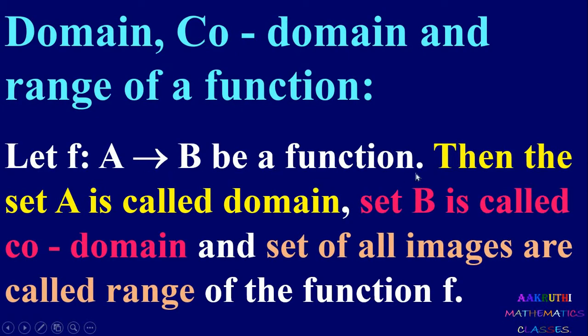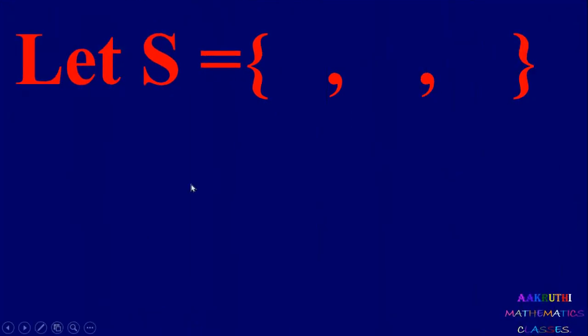Let f from A to B be a function. Then the set A is called the domain and set B is called the codomain, and the set of all images is called the range of the function. So here the first set is called domain, the second set is called codomain, and only the set of images is called the range of a function. Next, consider one example.